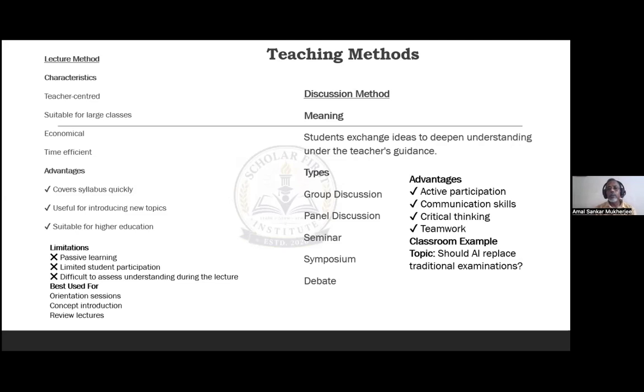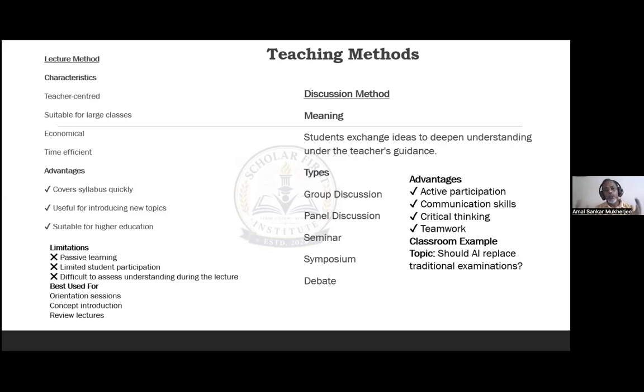Now, let me give an example of the discussion method. The teacher is going to teach artificial intelligence or the effect of artificial intelligence in the classroom. So the teacher is not starting with the definition of artificial intelligence and its features in the discussion method. What does the teacher do? The teacher is raising a topic, raising an issue: should AI replace traditional examinations? That issue is generated by the teacher.